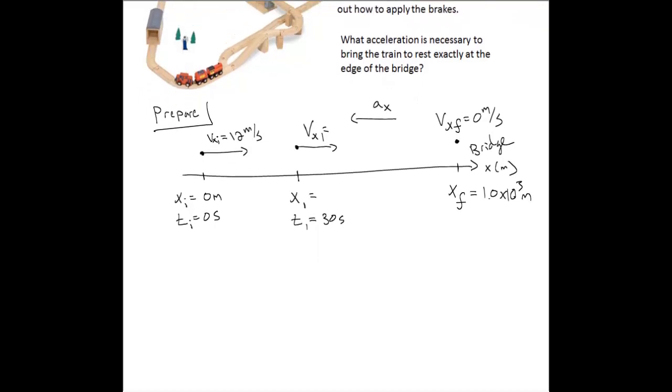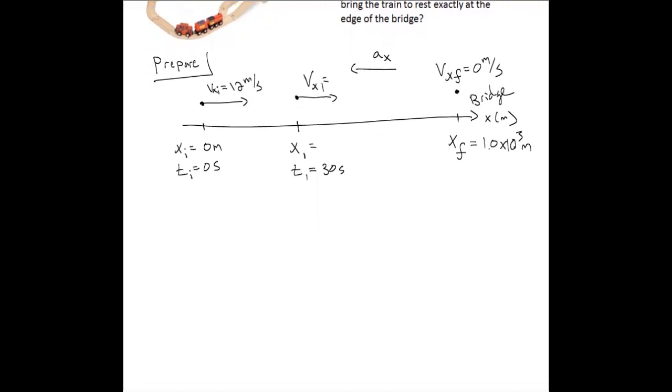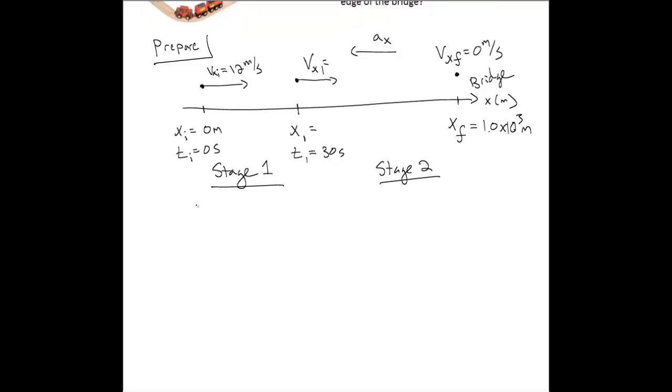Okay, so this is an example of a two-stage problem. There's stage 1, where the train is moving at constant velocity, and then there's stage 2, where the train is moving at constant acceleration, slowing down. So as with any problem that we solve like this, let's list the knowns and unknowns before we go into solving it in any more detail. So let's split the knowns and unknowns into stage 1 and stage 2.